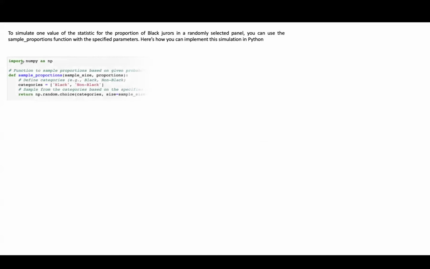Very good. To simulate one value of the statistic for the proportion of Black jurors in a randomly selected panel, you can use the sample_proportion function with the specific parameter. Here's how you can implement this simulation. First of all, import NumPy as np and define a function to sample proportion based on given probabilities. I define a function, pass in 2 arguments, define categories, Black, non-Black, and then sample from the categories based on the specified proportions.